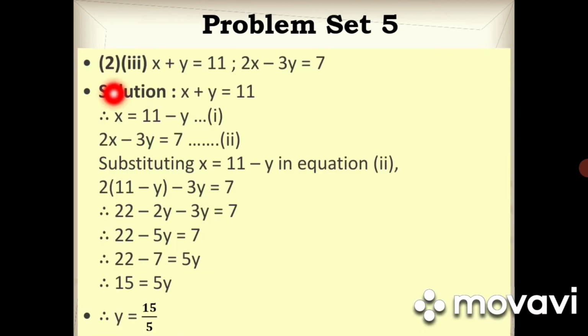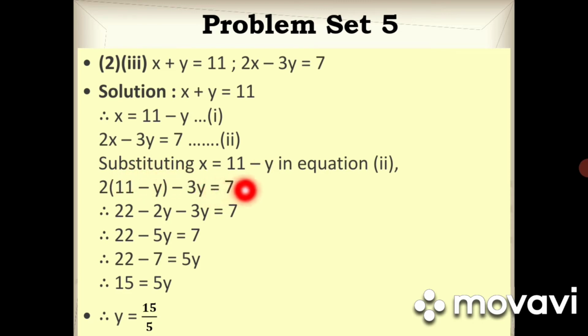Let us solve question 2, subdivision 3. The two equations are x + y = 11 and 2x - 3y = 7. Solution: x + y = 11. Using substitution method, therefore x = 11 - y. Let this be equation 1. 2x - 3y = 7. Let this be equation 2.